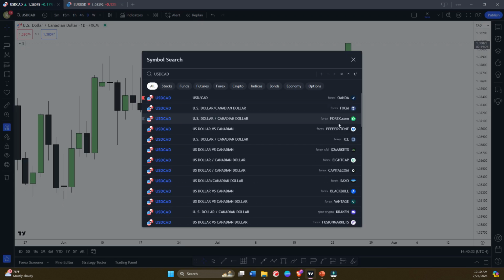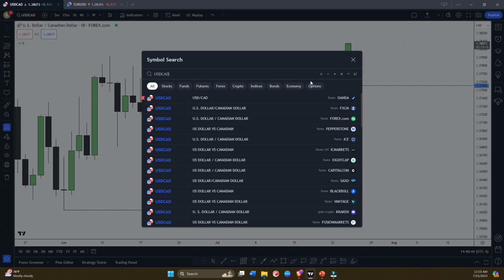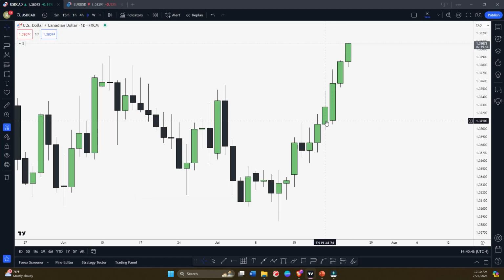In this broker, forex.com, you can see how it is showing a very small candle, whereas in the real market it formed a very good bullish candle. And if you see another broker, FXCM or Oanda, you can see the fourth candle printed very strongly bullish. So we formed the swing low at this key level, and this was the fourth candle, right?